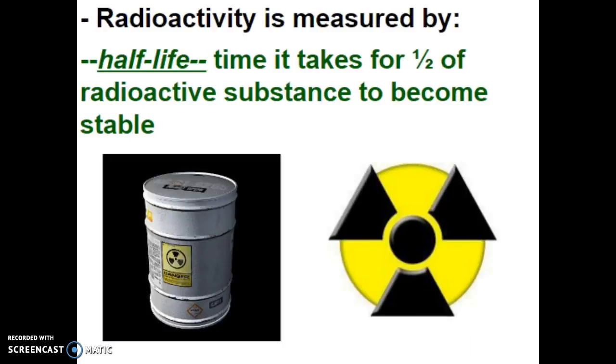We measure how radioactive something is by knowing its half-life. Remember, radioactive substances decay at a constant rate. It's almost like a clock. So we can measure the time that it takes for uranium-235 to degrade into its normal stable counterpart of lead. So we can figure out how radioactive something is by comparing the radioactive substance to the proportion of normal stable substances in a material.